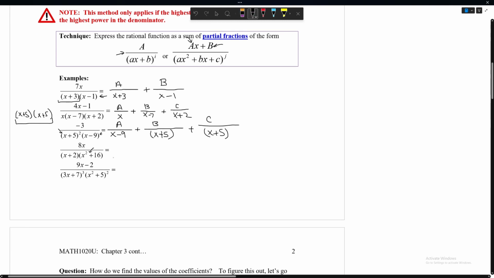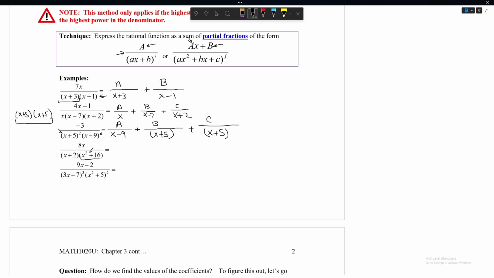Now, this bottom one, I do have this quadratic, and that's where I'll use this format. So this becomes A over x plus 2, plus, now I'll use B x plus C, all over x squared plus 16. I use different letters because I already used A. Capiche? It's pretty straightforward, I'd say. So now I have a quadratic plus a power and another power here. So how can I rewrite this?